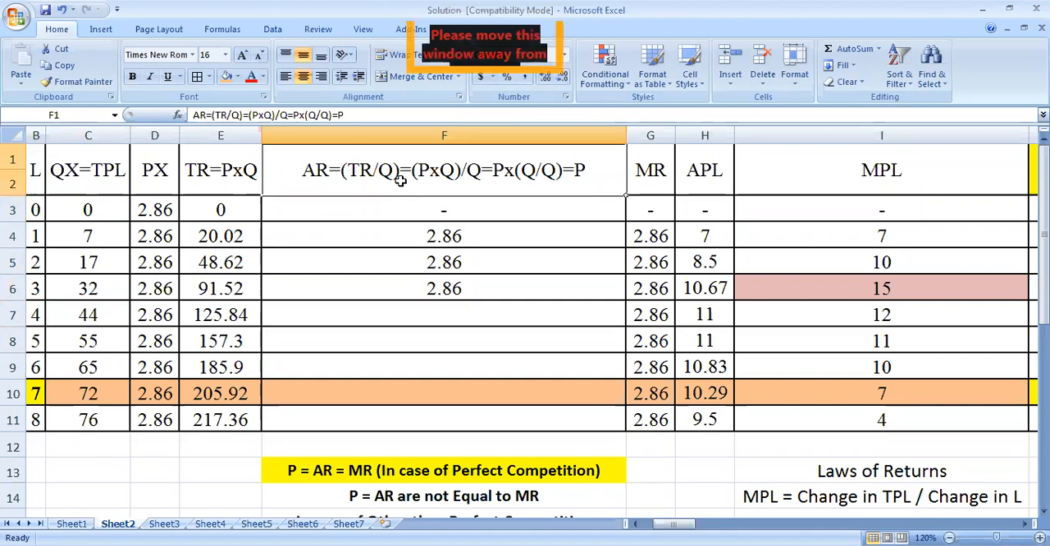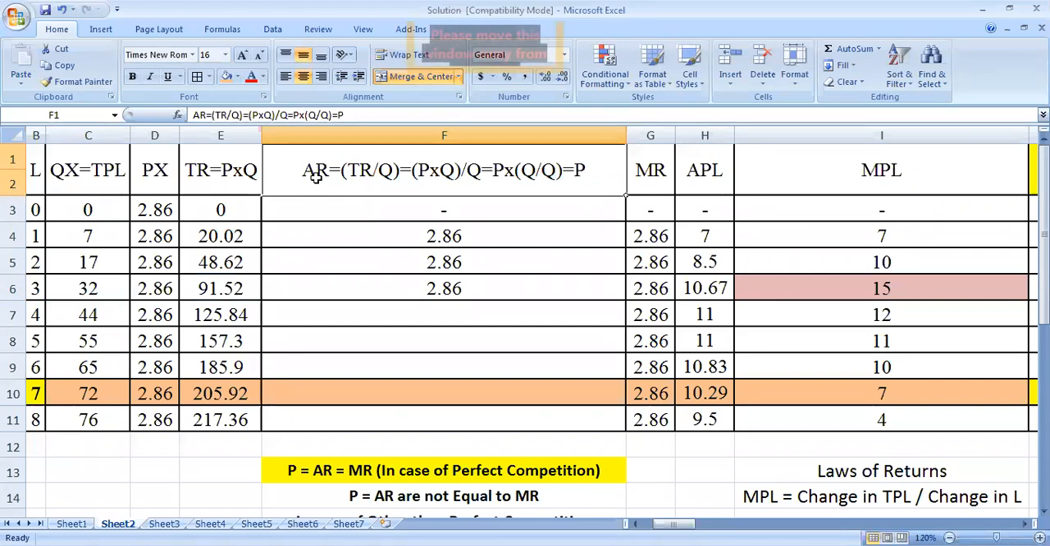Now look at this formula. Let us open total revenue. It is price into quantity, so write it in this form: price multiplied by quantity divided by quantity. When quantity is divided by quantity, what is left is price multiplied by 1, and price multiplied by 1 equals price, right?